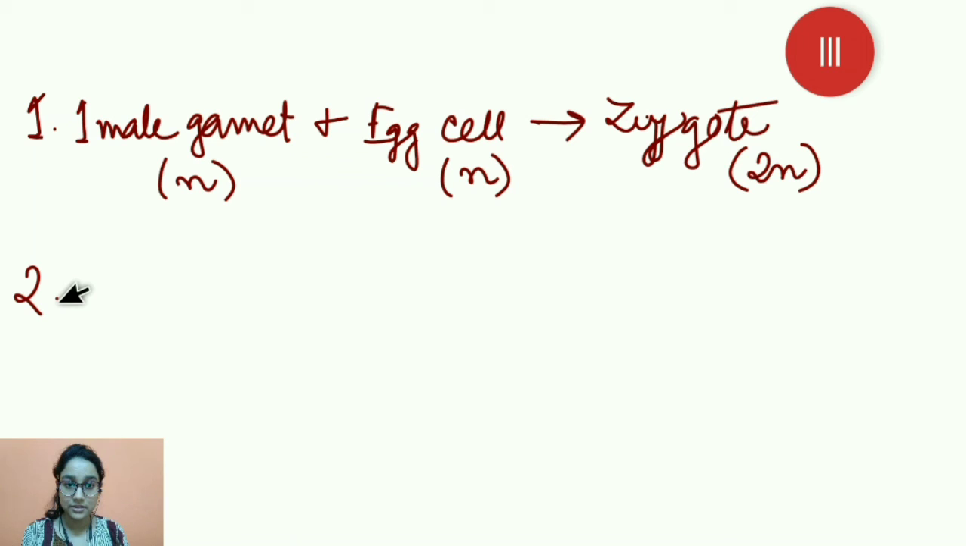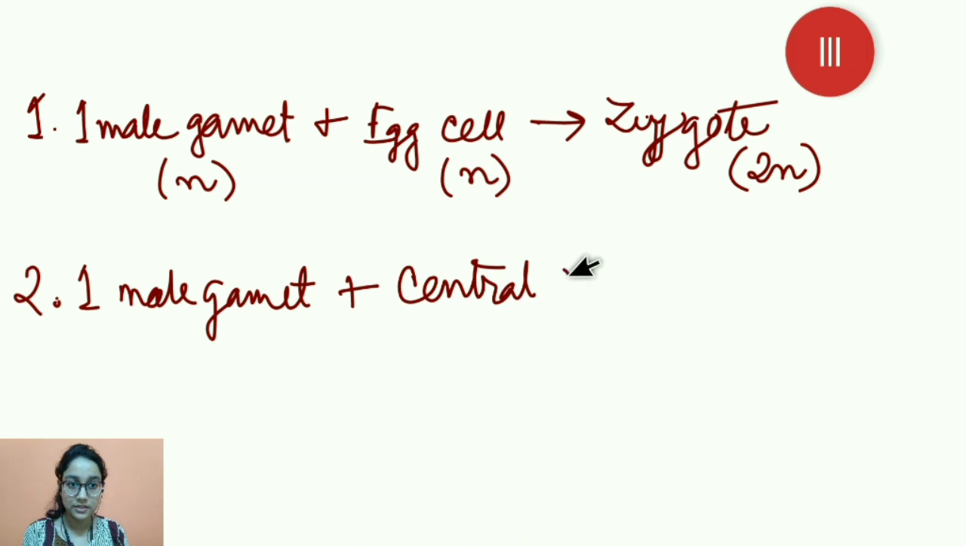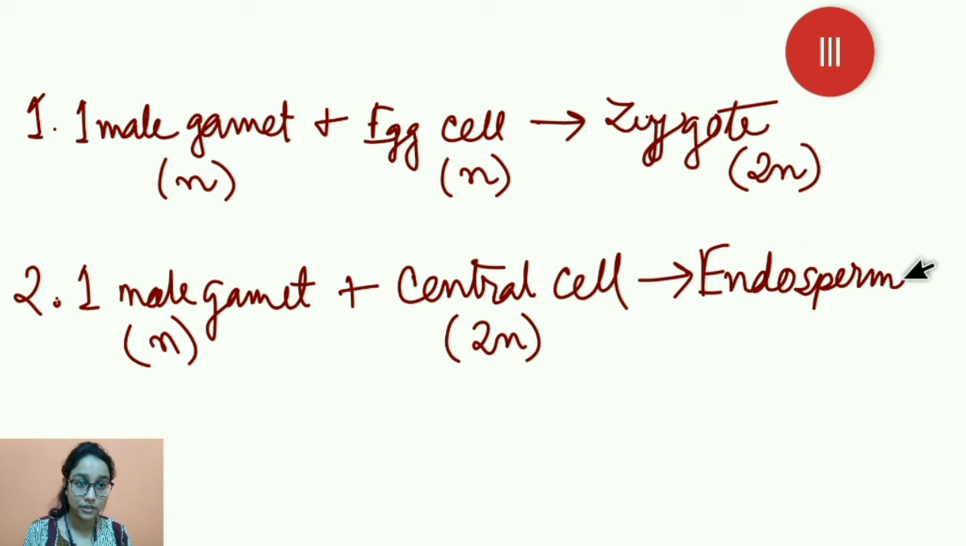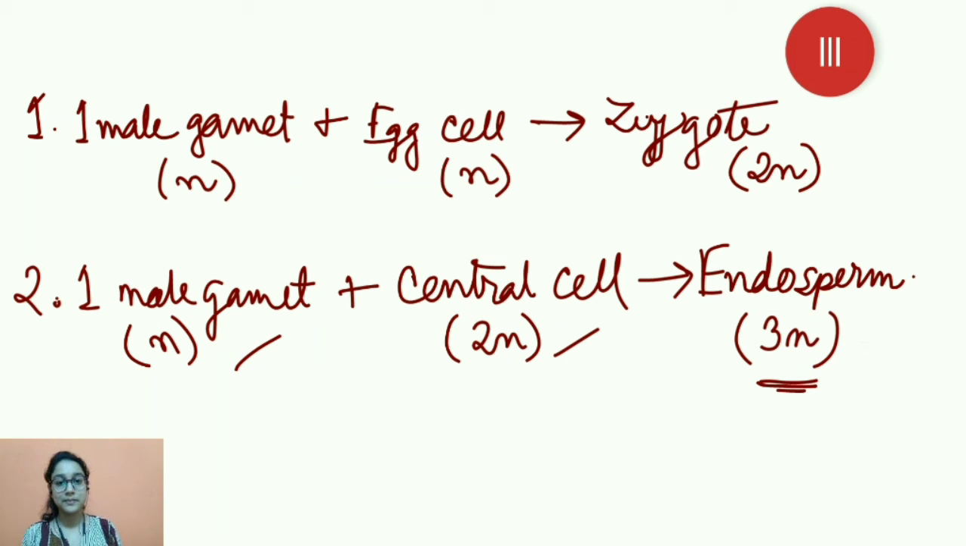The second fertilization occurs between one male gamete and the central cell. This male gamete is haploid in nature, but the central cell is 2n, that is diploid, due to the fusion of two polar nuclei. This will develop the structure known as the endosperm. This endosperm is triploid in nature: n plus 2n, that is triploid.